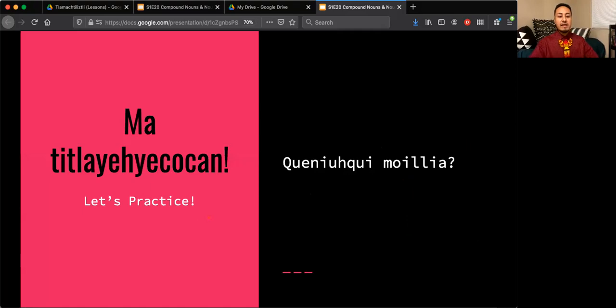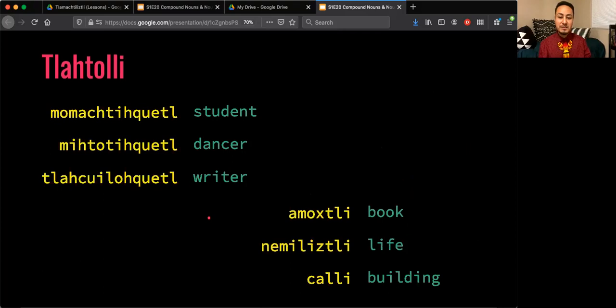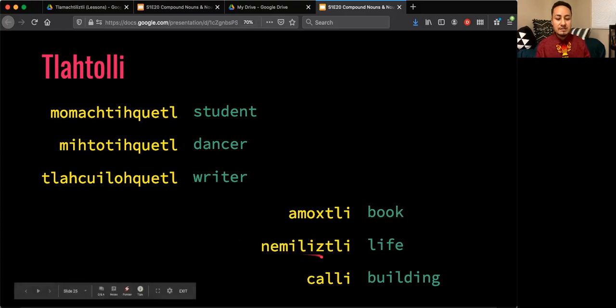All right, so keniki moilia, time for you to participate, hopefully, if you want to. What I'm going to give you is these three words on the left: momachtiket, mistotiket, tlahuiloket. These words were previous vocabulary words that were part of that agent lecture. So momachtiket, student; mistotiket, dancer; tlahuiloket, writer. And then on the right, we're going to combine it with the word amoshli, nemilistli, life, and calli, building.